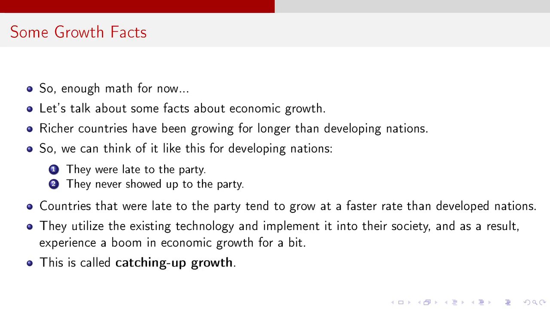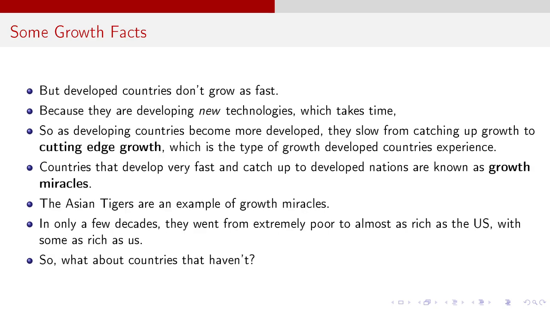Let's talk about some facts about economic growth. Richer countries have been growing for longer than developing nations have. The way you can think of this for developing nations is that some were late to the party, but they still showed up, and some haven't showed up to the party yet. Now, the countries that were late to the party tend to grow at a much faster rate than developed nations. Now, why would that be? Does that strike you as odd? Maybe you're like, okay, well, they just started out, but why are they growing so fast? Well, they're growing fast because they're using technology that already exists, and they implement it into their society, and as a result, they're going to experience a boom in economic growth for a bit. This is what's known as catching up growth. Now, eventually, once they use all that technology and update their infrastructure, they get more and more developed, and that growth is going to slow down to what's known as cutting edge growth.